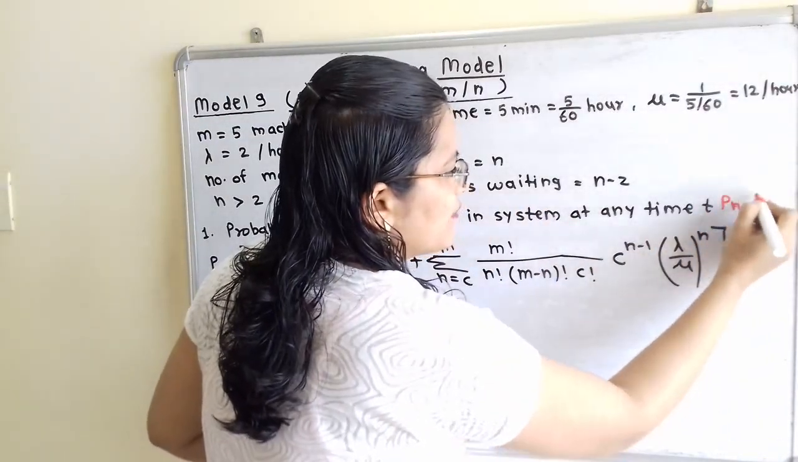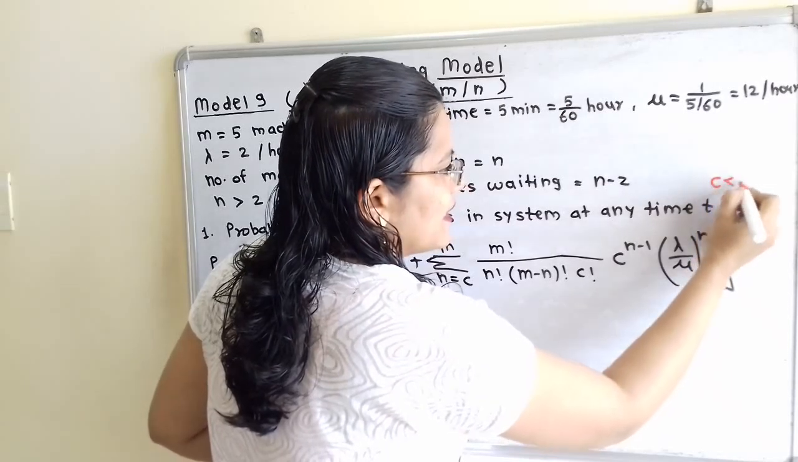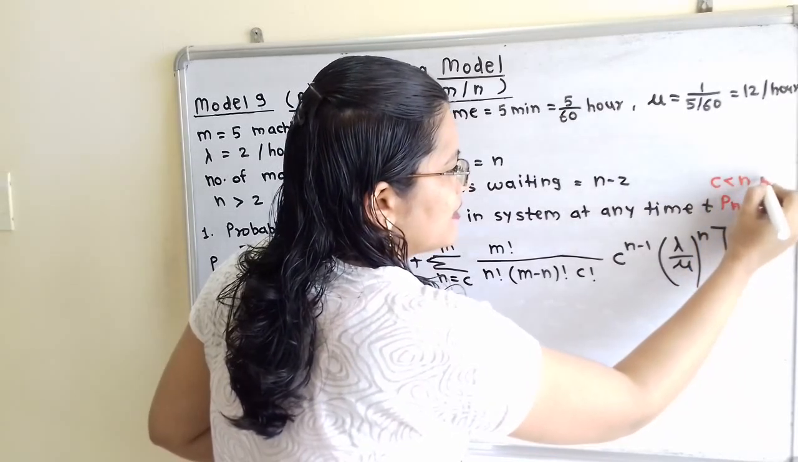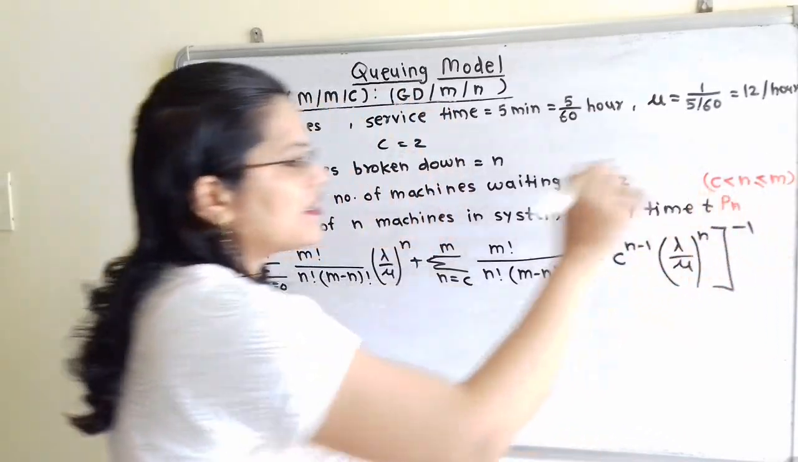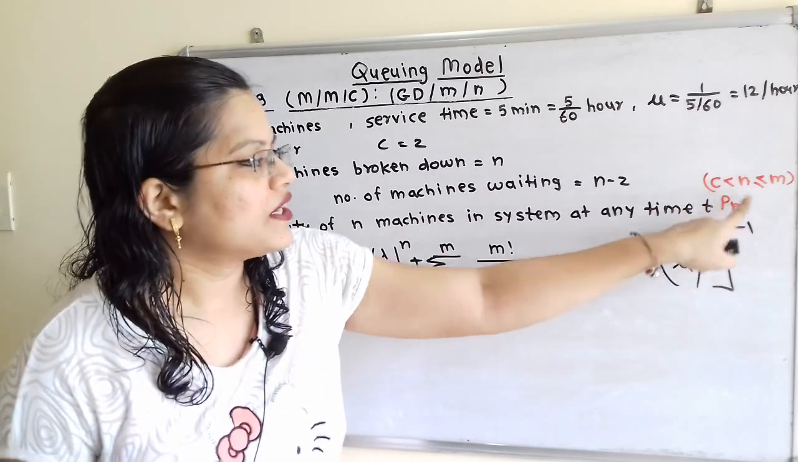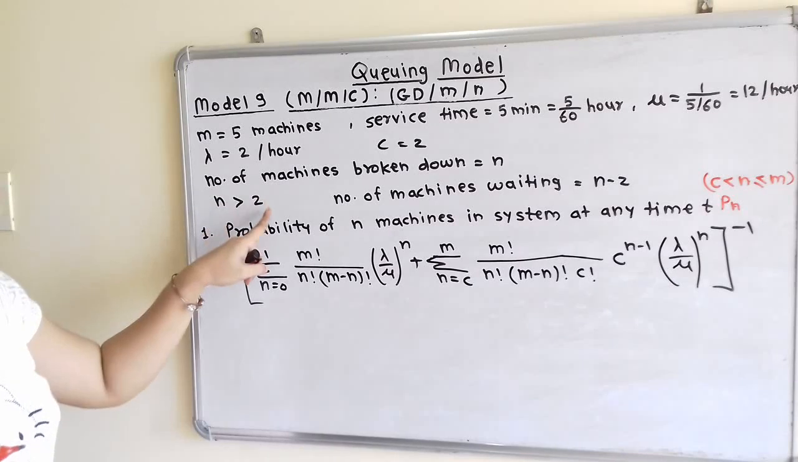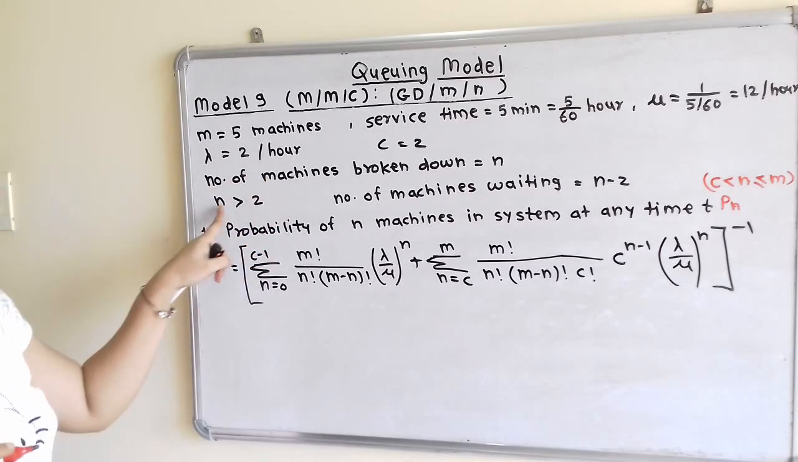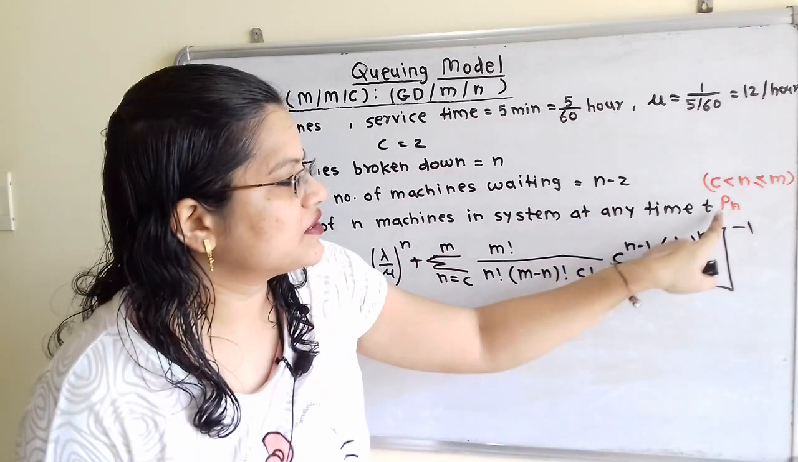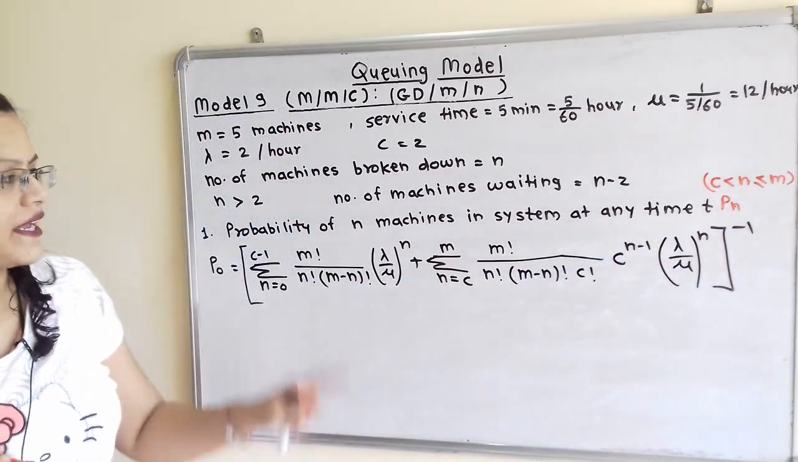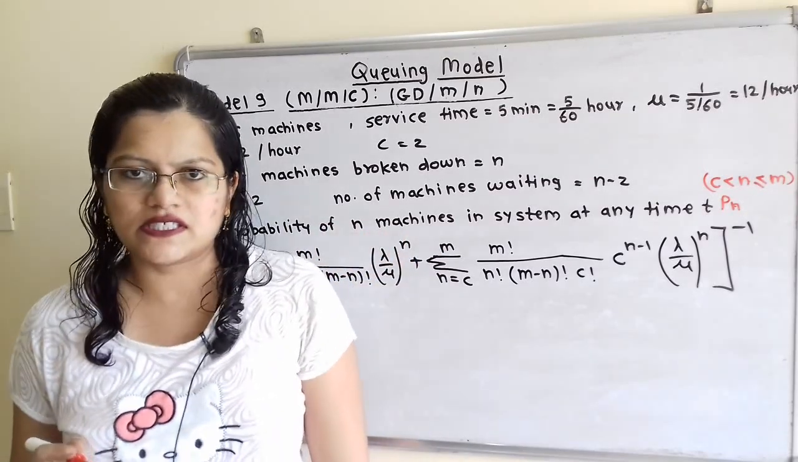Now for this n we will write the condition, that is C is less than n and n is less than or equal to m. So this is the condition for which we have to write the formula for Pn, because C is less than n, since the condition mentioned is n is greater than 2 and 2 is equal to C. For this condition we have to write the formula for Pn and find the probability of n machines in the system.